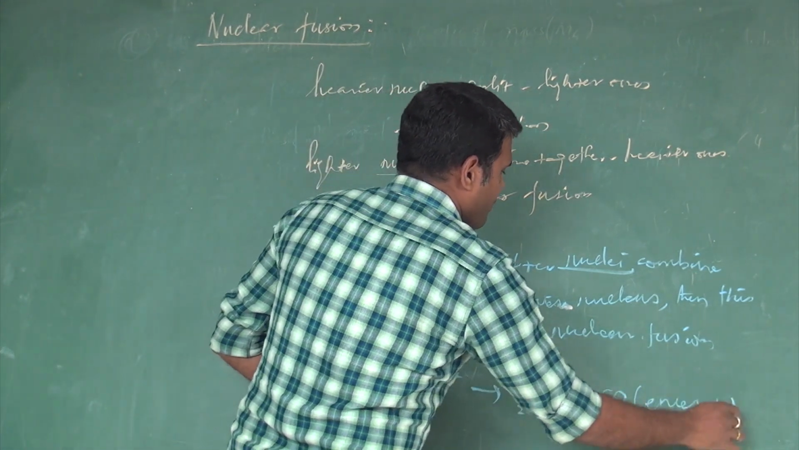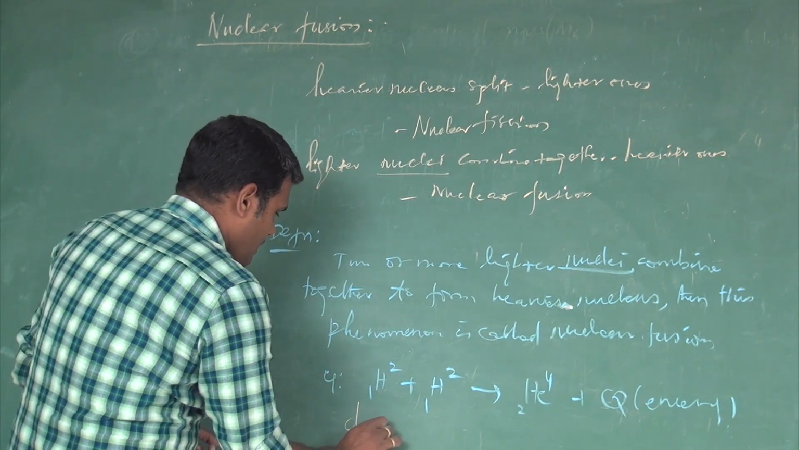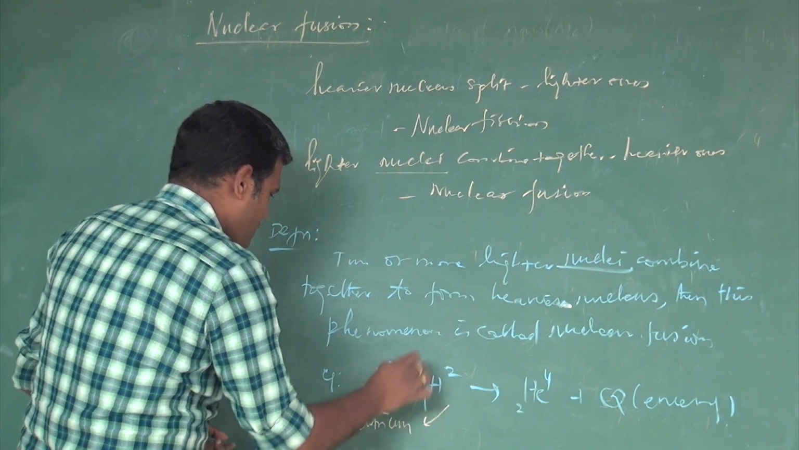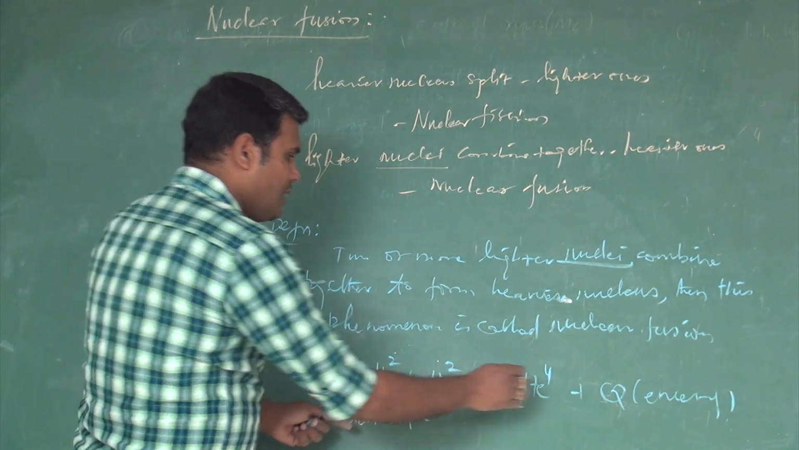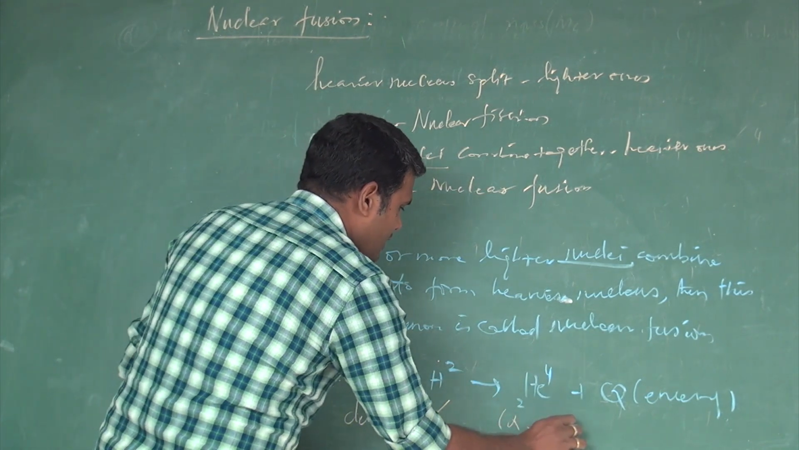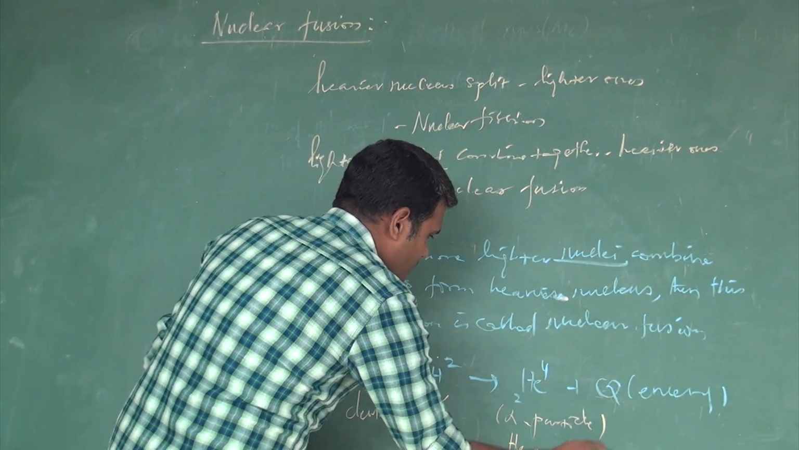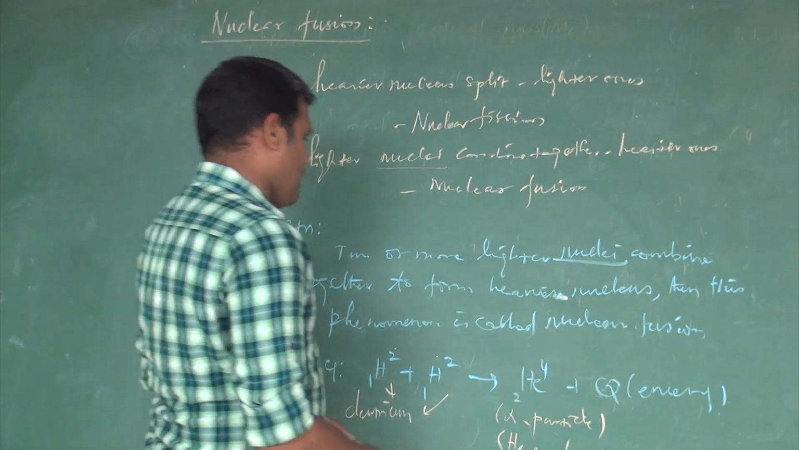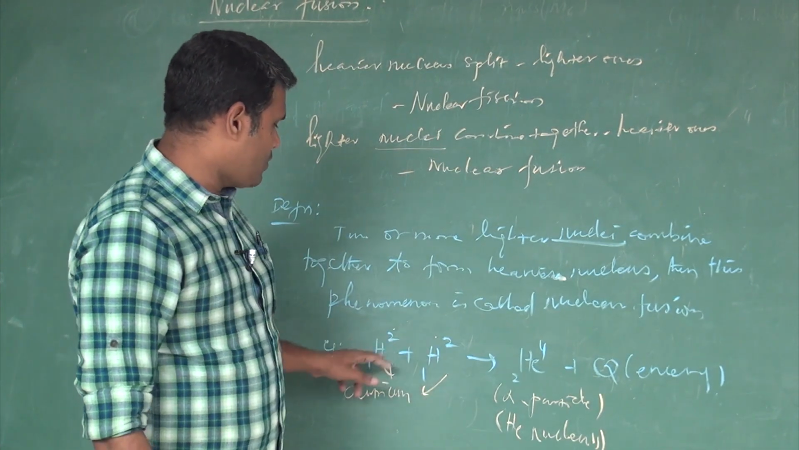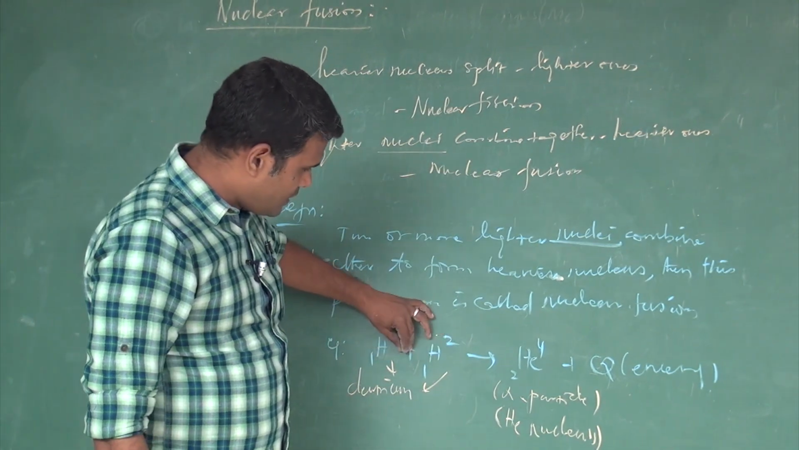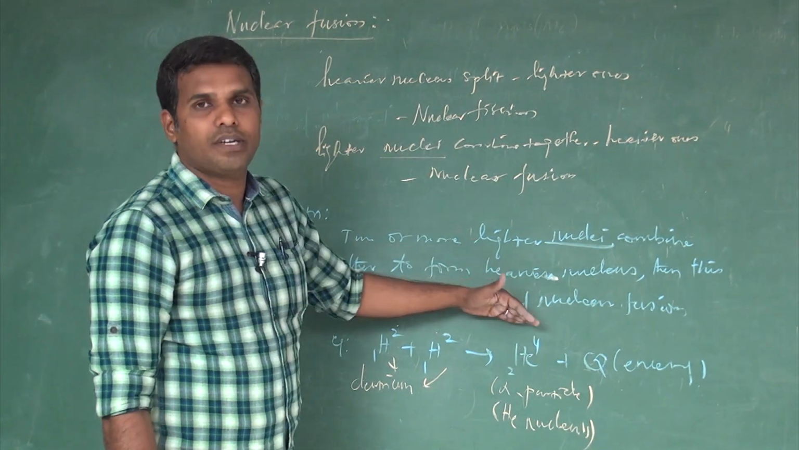energy Q. Energy. So H-2, what is this? Deuterium. This is another one, deuterium. These two are lighter nuclei, and they fuse together to form a heavier nucleus. I can say alpha particle or helium nucleus, which is a heavier nucleus. And Q is the energy released. So two lighter nuclei combine together to form a heavier nucleus along with the release of energy, which is called a nuclear fusion reaction.